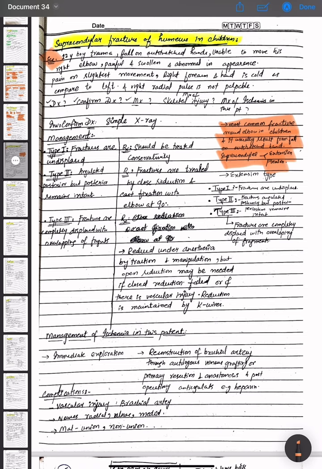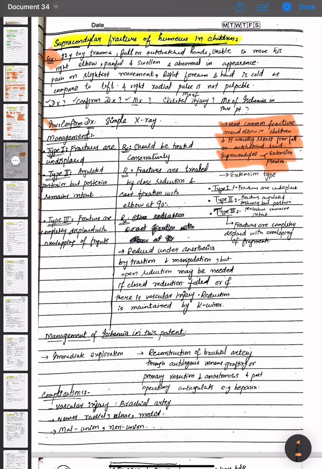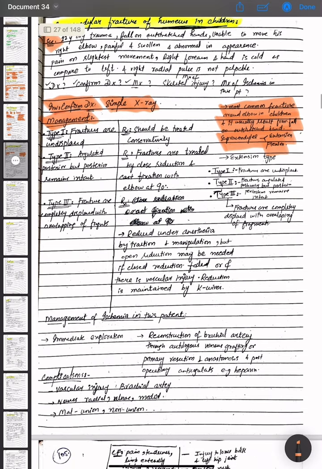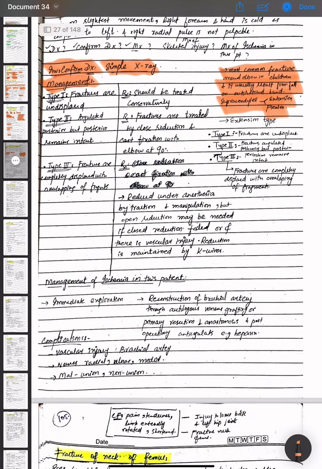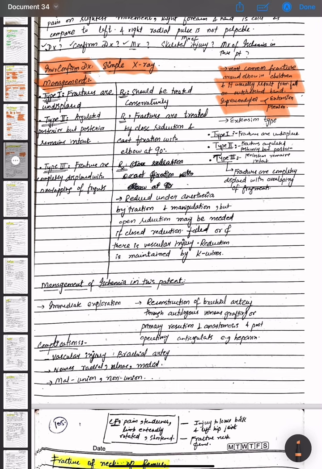Now, first of all, we will do the investigations to confirm the diagnosis. For it, a simple X-ray is done. Now, let's discuss the management options. We have three different types of this fracture. Type 1 fractures are undisplaced. Type 2 fractures are angulated posteriorly but the posterior periosteum remains intact. Type 3 fractures are completely displaced with overlapping of fragments.